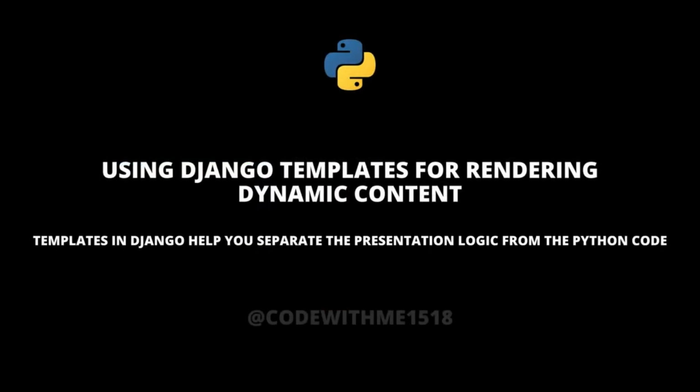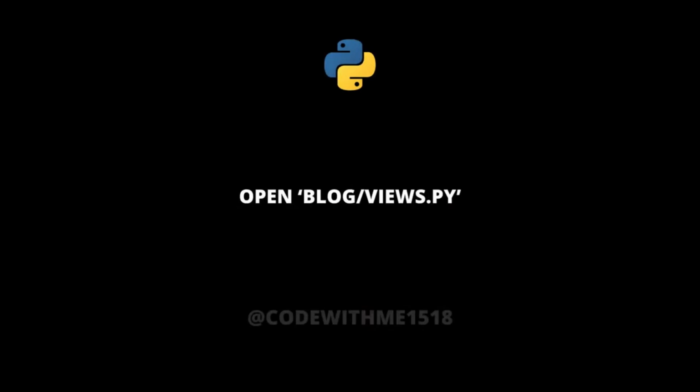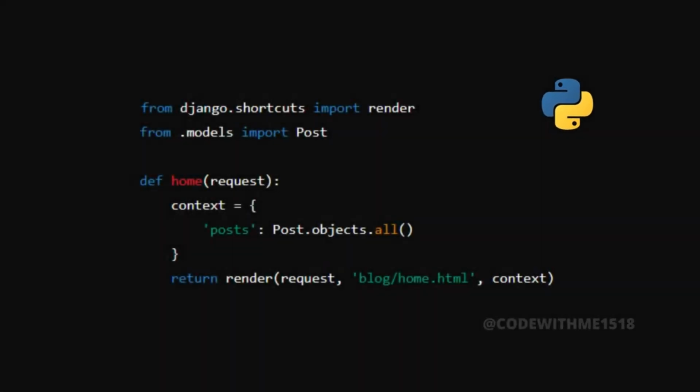Now, let's use Django templates to render dynamic content. Templates in Django help you separate the presentation logic from the Python code. Let's create a simple view to display all blog posts on the homepage. Open blog/views.py and define a view that retrieves all posts and renders them using a template.